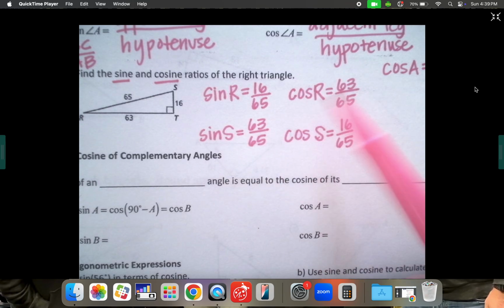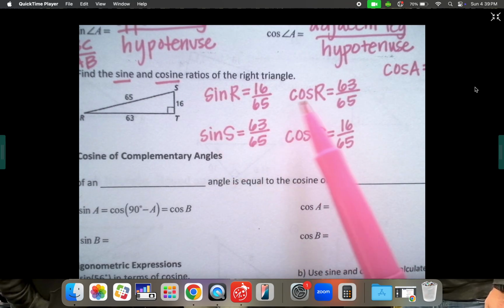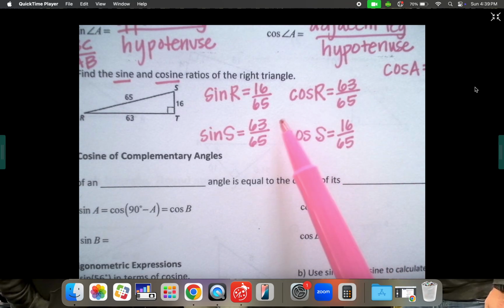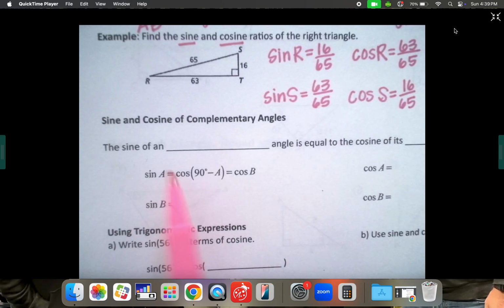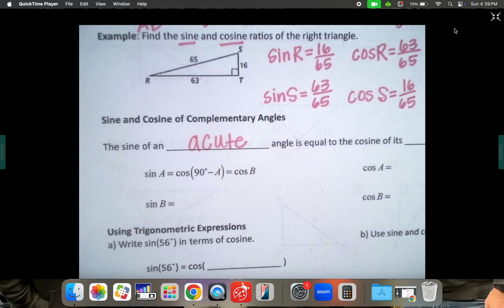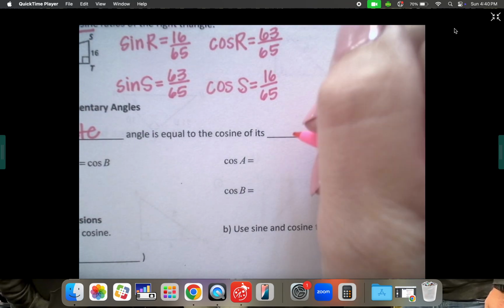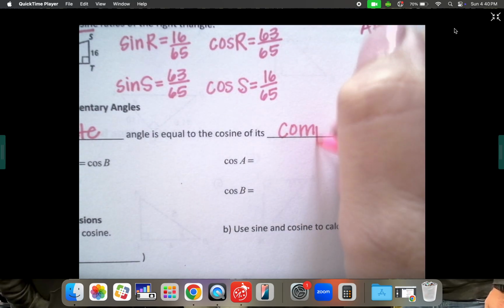And then in that same way, sine of angle S is 63 over 65, while the cosine of the other acute angle R is the same thing. So there is a relationship, which is the reason I'm teaching you sine and cosine in the same lesson. And the relationship is that the sine of an acute angle, of either acute angle, but we'll just say one for now, is equal to the cosine of its, let's use a fancy word, of its complement. So think about what that means for a minute.